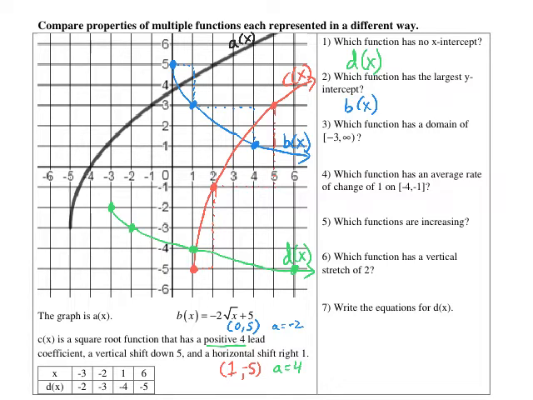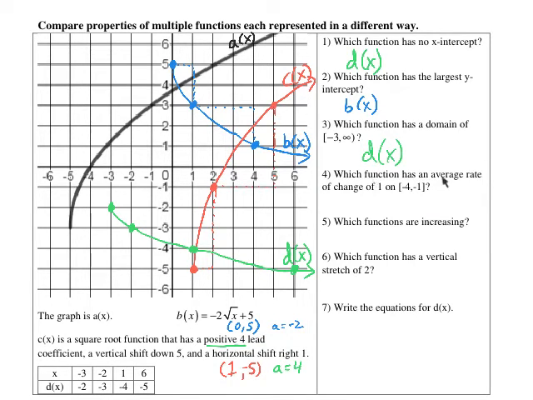Okay. Doesn't this green one start at -3 and go to the right forever? Isn't that what that domain means, starting at -3 and going right forever? So that looks like the green one. So we'll go with d of x. That one has that domain.